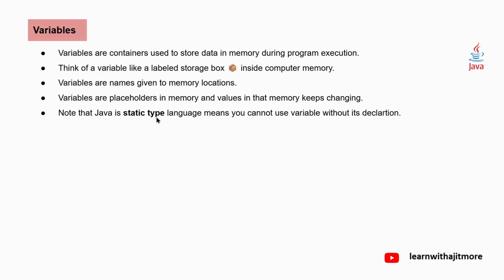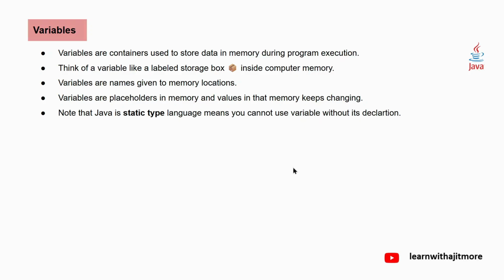Then note, Java is a static type language. Static type meaning the data type of that variable is to be told at the time of compilation, so that much amount of memory is reserved for that variable. So note that Java is a static type language, meaning no variable can be used without declaration. You cannot use a variable without its declaration.